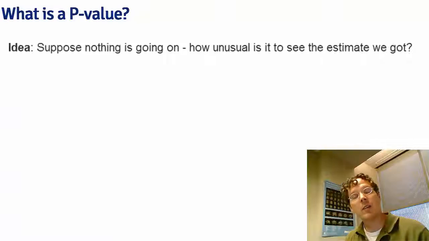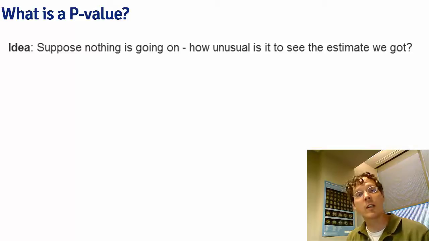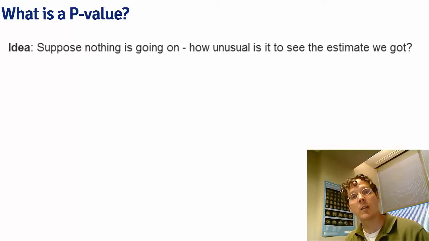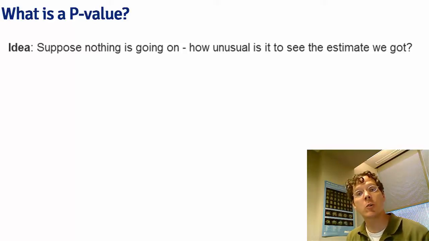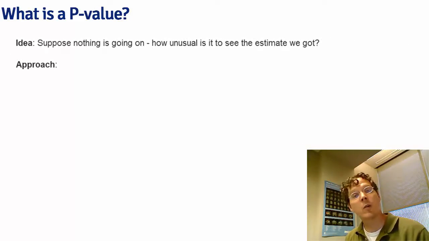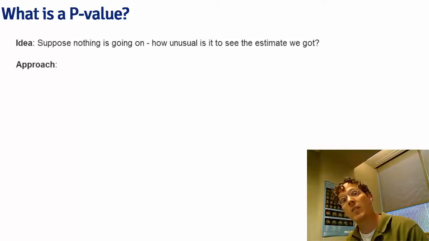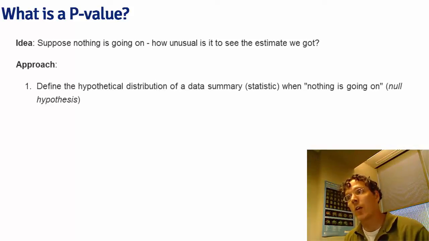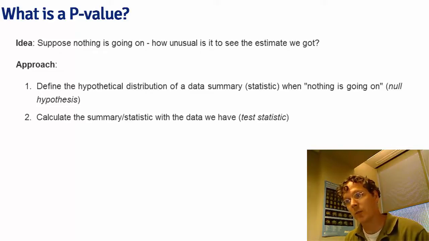The basic idea of a p-value is to start under the null hypothesis, assume that nothing is going on, and then calculate the probability of obtaining evidence as or more extreme than we actually obtained under this null hypothesis. Basically, how unusual is the result we got if the null hypothesis is true. Let's go through the approach in 3 simple steps, and then we'll go through basic calculations in the next set of slides. First, you get the hypothetical distribution of a data summary, which we'll call a statistic, like our test statistic from the T lecture, and figure out its distribution when nothing is going on, the so-called null distribution of the statistic.